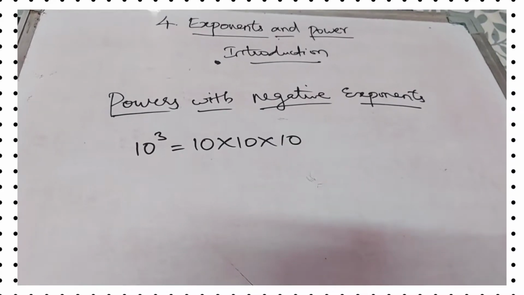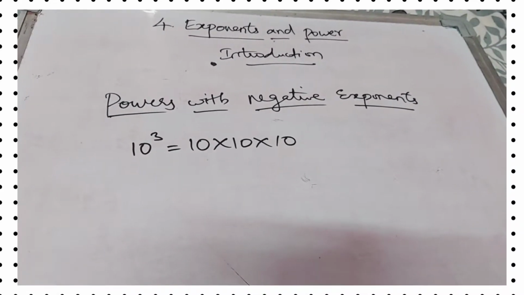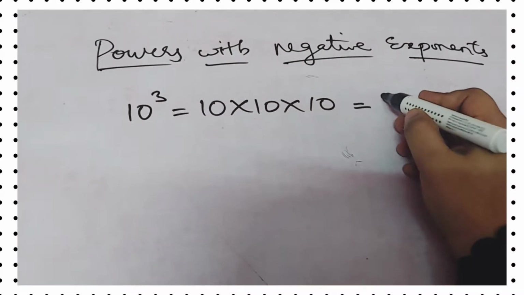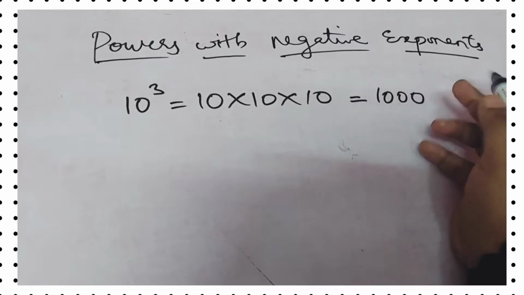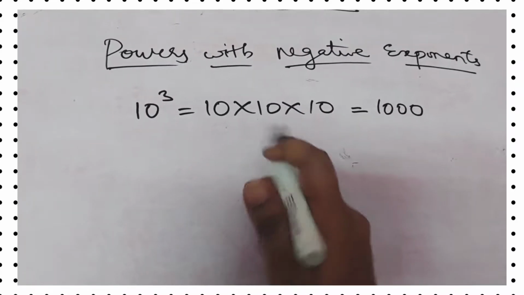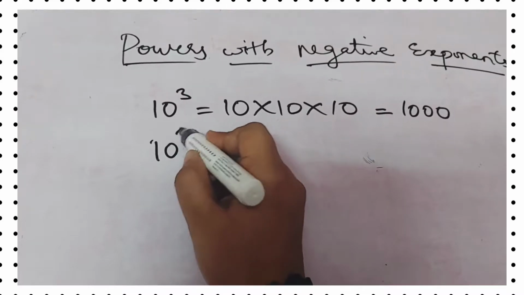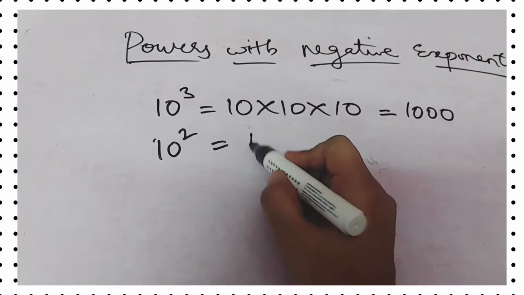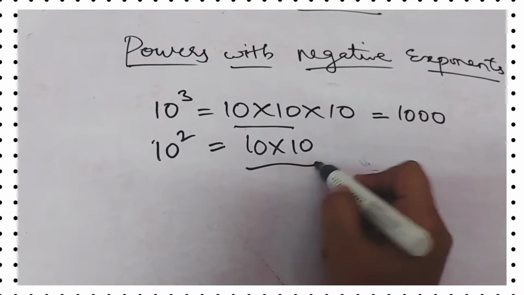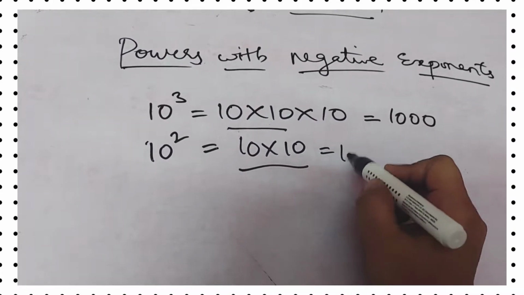It is 10 into 10 into 10. 10 tens are 100, 100 tens are 1000. So 3 zeros we have to write, then 1. Now 10 to the power of 2. What is 10 to the power of 2? It is 10 into 10, 10 two times we have to take. It is 10 tens are 100.